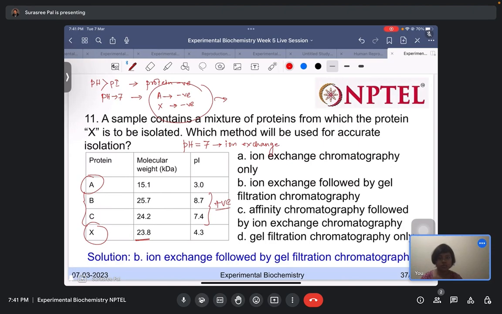Now, after we have isolated A and X together, we need to separate A and X again based on their molecular weight. Since A has a lesser molecular weight than X, they will be separated in the size exclusion column. That is why we need to use 2 chromatographic methods here: ion exchange followed by gel filtration chromatography.